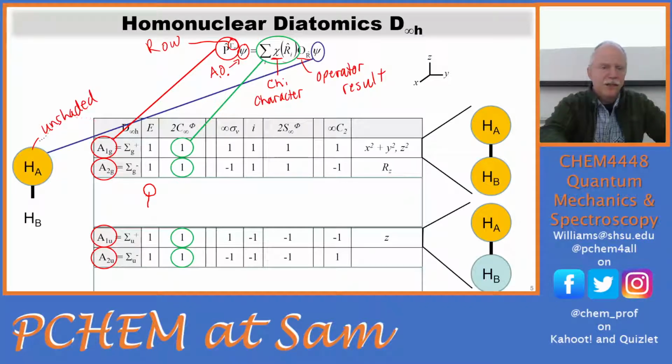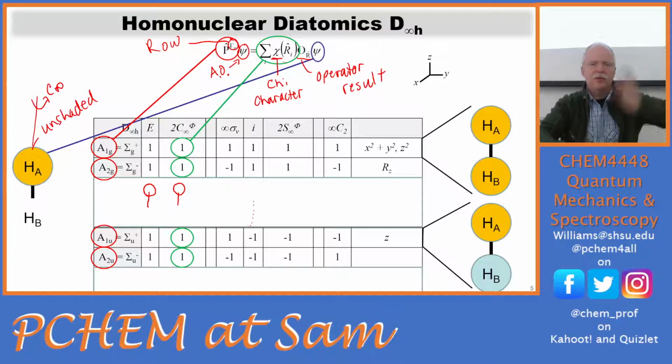Now, the C infinity axis is the axis of the molecule. If I do a C infinity rotation of that orbital, it's still unshaded because there's a +1 there. Okay, let's do a reflection. If we reflect that molecule in one of these infinite vertical reflection planes, it stays put. And there's a +1 here, so it's unshaded.